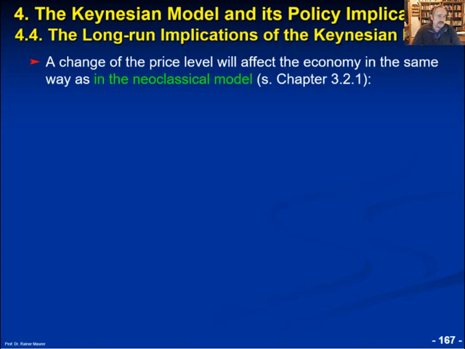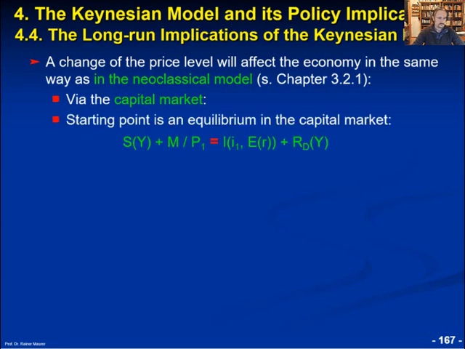As we will see, a change of the price level will affect the economy in the same way as it did in the neoclassical model. So in the long run, the Keynesian model becomes just like the neoclassical model. The difference lies only in the short run. Okay, but let's first do the analysis. Let's start with the capital market, because that's the market where price adjustment will have the primary effect. This is just like in the neoclassical model also.